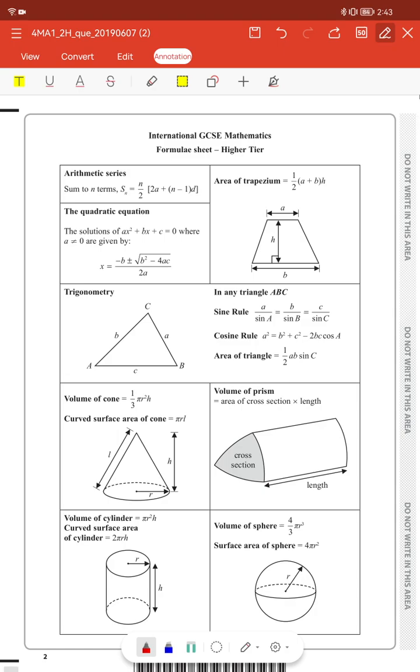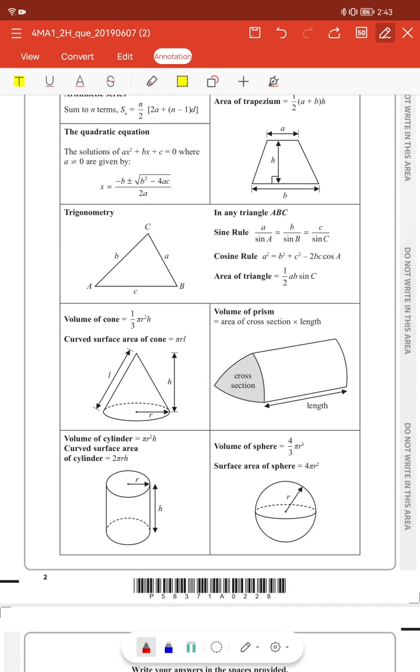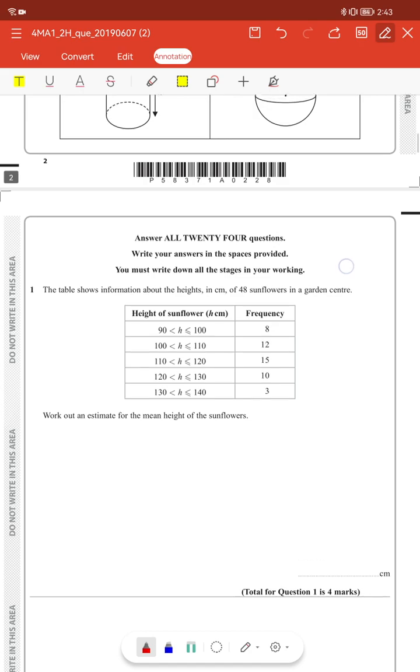So always remember you're given the formula booklet that has some very key formulas that you may or may not remember during the exam, so you don't have to memorize them all.